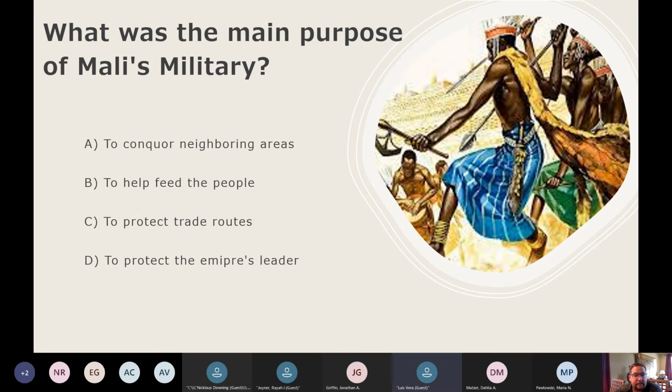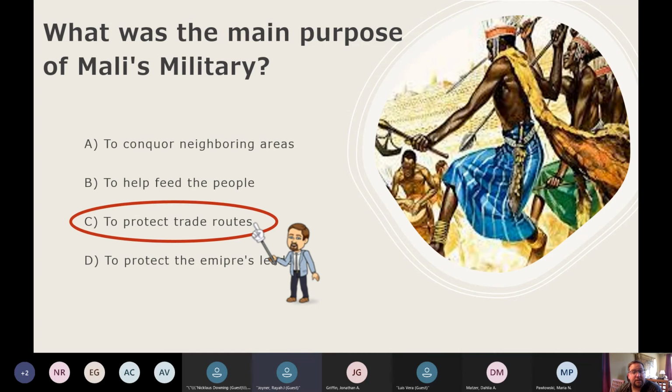D? It's actually not D, but that's okay. What do we think, Rhea? C. Good. C, to protect the trade routes, right? Remember, they were very dependent on trade, so they wanted to keep those trade routes safe. Good job.